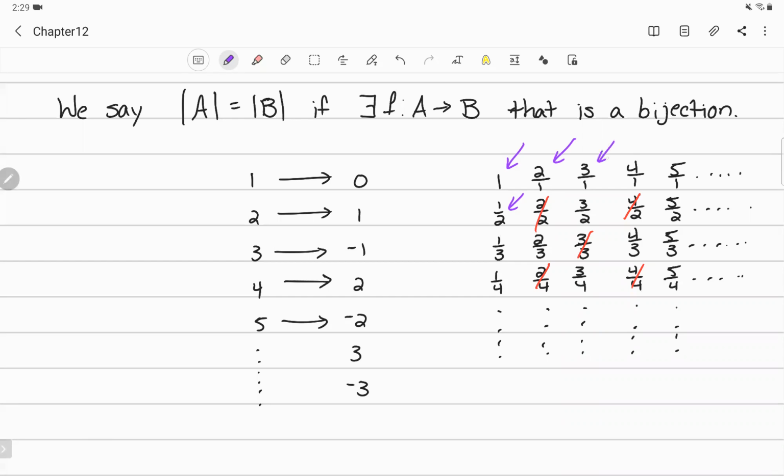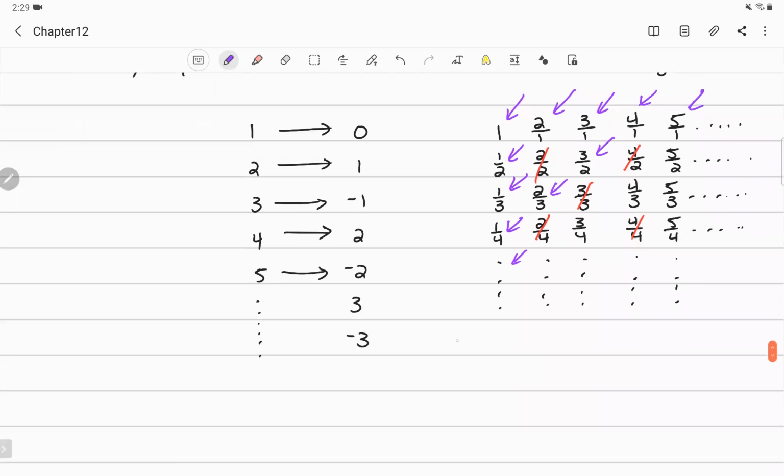Then I take the next diagonal. 4 gets sent to 3. 5 gets sent to 1/3, because I skip over the repeat. And then you can just do this the whole way through, and you will get a single list, right? So you guys see what I mean? If I were to write them out, I would get 1, 2, a half, 3, 1/3, 4, 3 halves, 2/3, 1/4, on and on and on.